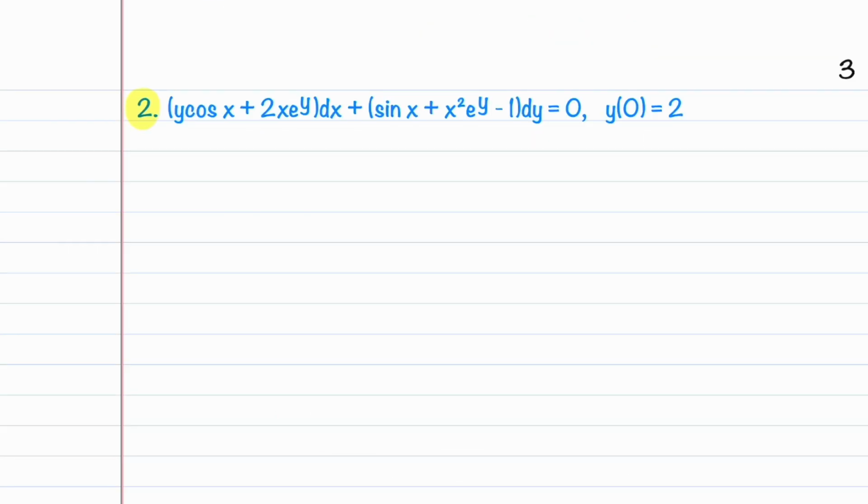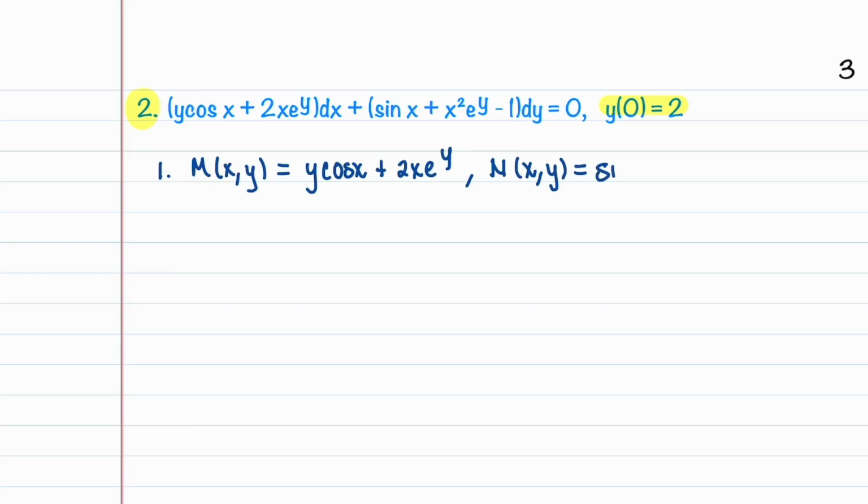Let's now look at our second example. I wanted to do this example because I wanted to show you how solving an exact differential equation works when you have what's called an initial value problem. Our first step is to let our function m of xy be the function that multiplies dx, and that is y cosine x plus 2x e to the y. And then we're going to let n of xy be the function that multiplies dy, and that is sine x plus x squared e to the y minus 1.